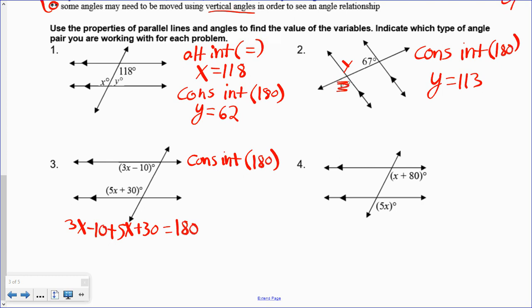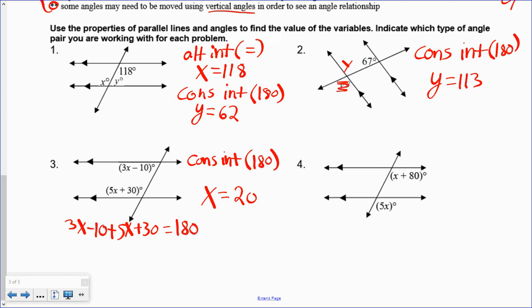All right. Any conclusions? X equals 20. All right, everybody get that one?